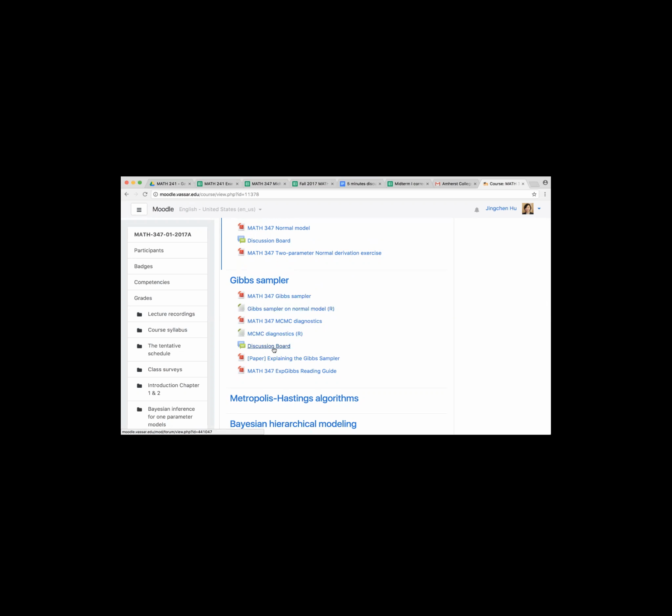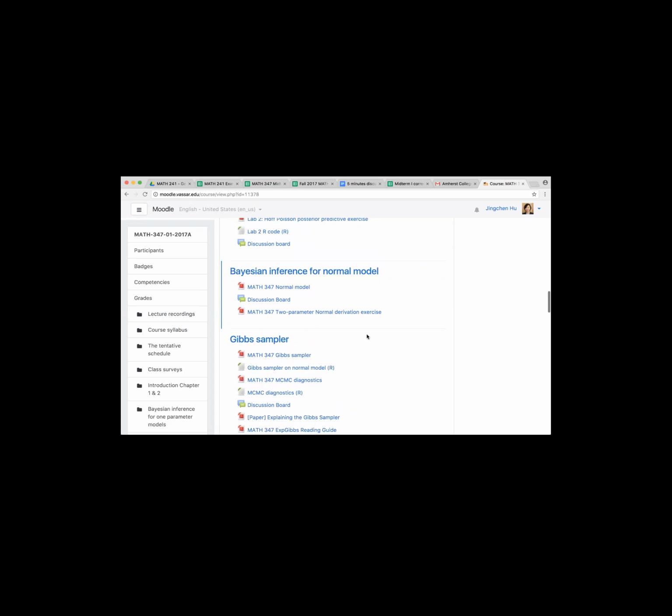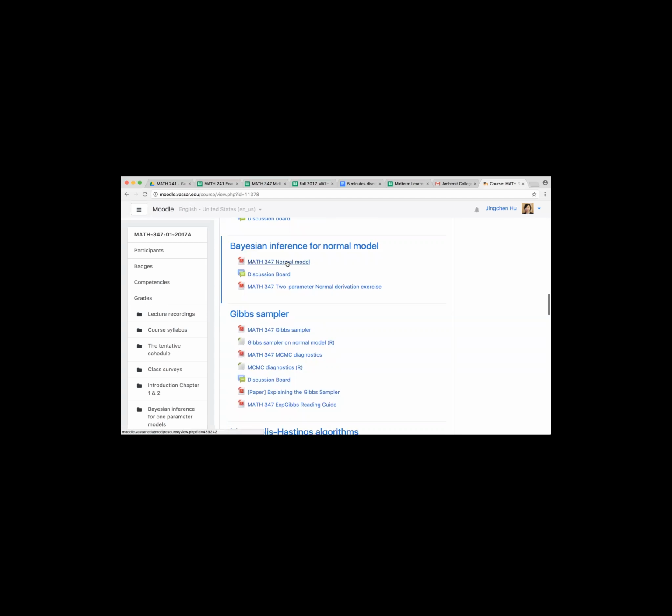Then there's the regular discussion board, and then the paper. Just take some time to start reading it. I doubt we're going to get into a lot of the details on Wednesday, but you should read this, about 10 pages, I think. This will be the reading guide that you can refer to, with 6 questions that you can try to answer. And this is the paper itself. So on Wednesday, we're going to start the diagnostics and then talk about the paper, how to understand it.